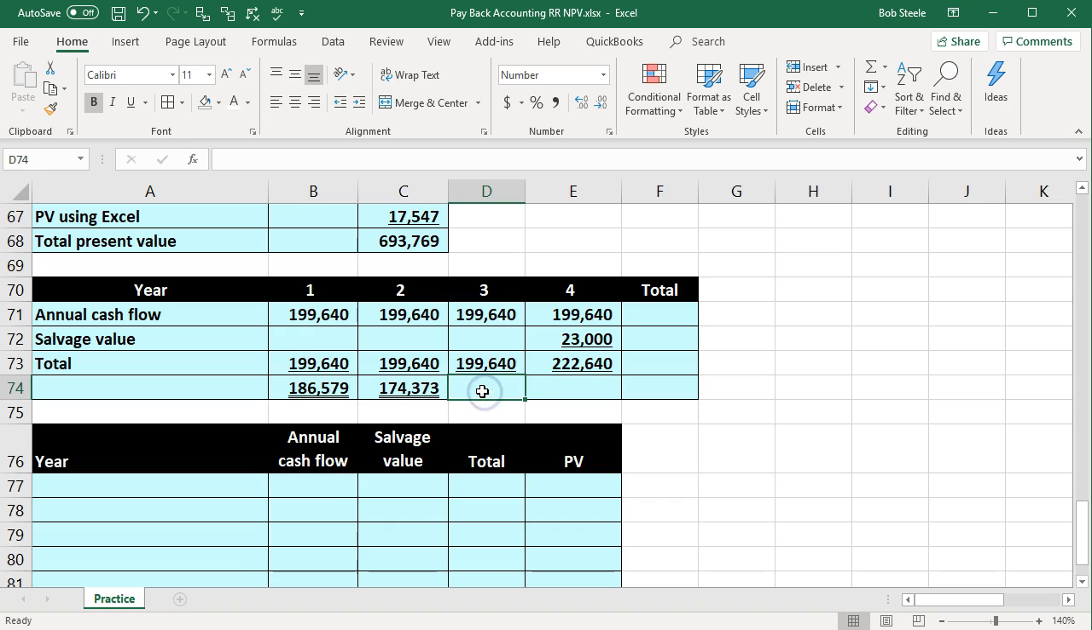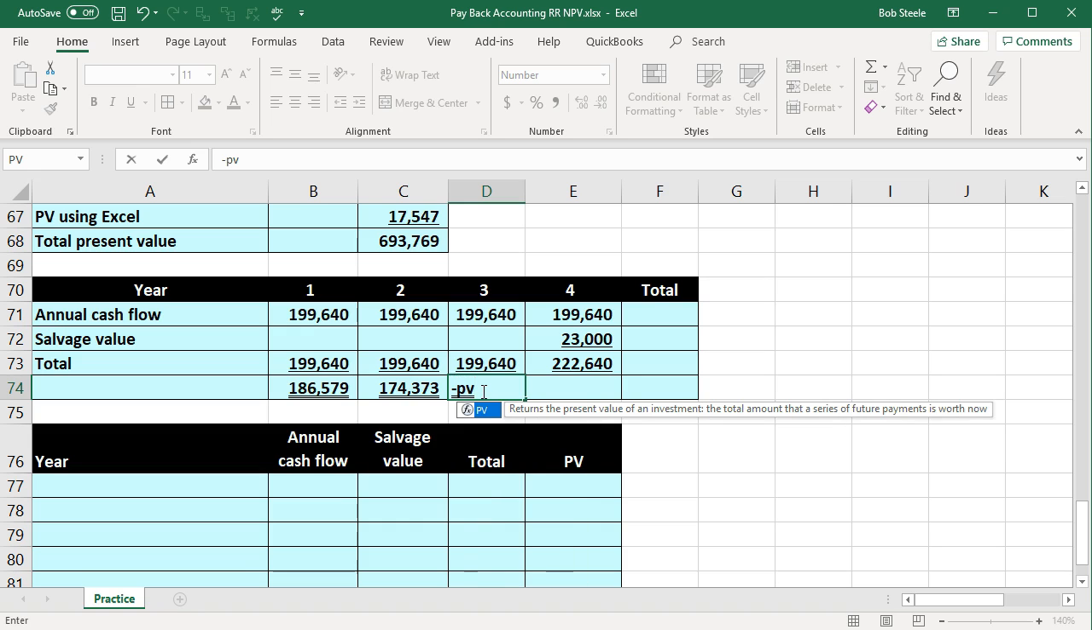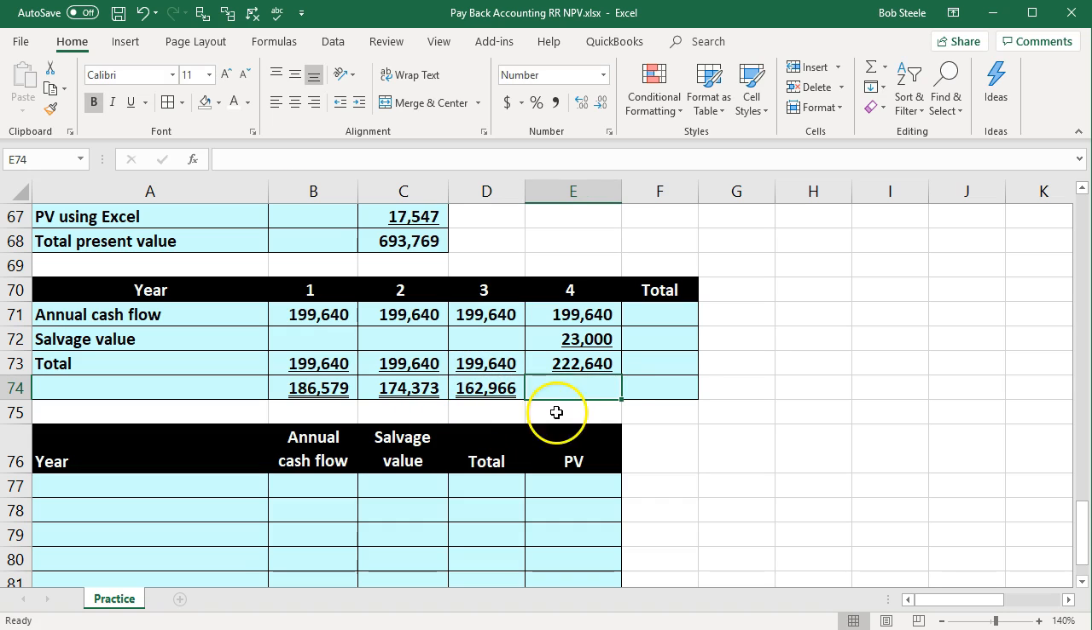Now I'm going to make it flip the sign before I start this time. Instead of hitting equals, I'm just going to put negative present value instead of equals present value. Double click the present value, pick up the rate, which is 0.07, comma, and then the number of periods is 3, comma, and then the payments are 0, comma, and then the future value is going to be the 199,640. So there we have that item.